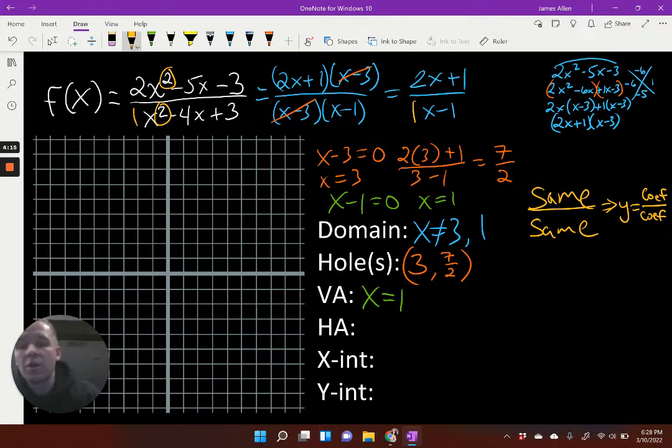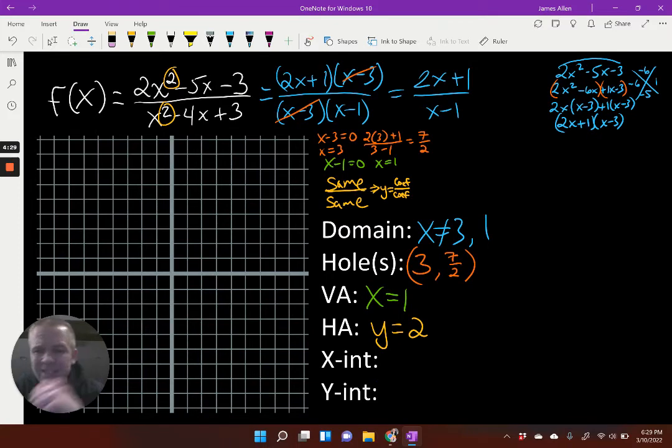So my horizontal asymptote is going to be y equals 2 over 1, which is just y equals 2. All right. That's some good stuff. So we got all my asymptotes, holes, domain. Next up, x-intercepts and y-intercepts. All right, so x-intercept and y-intercept here.